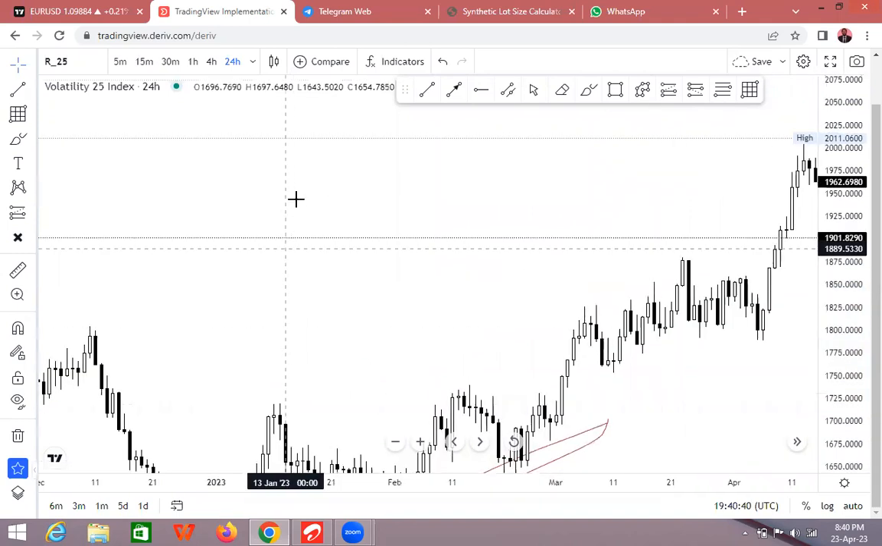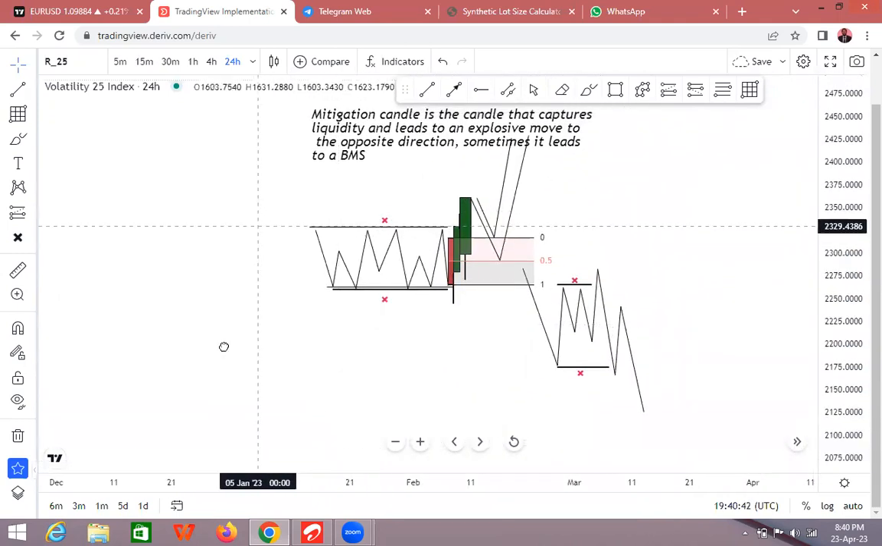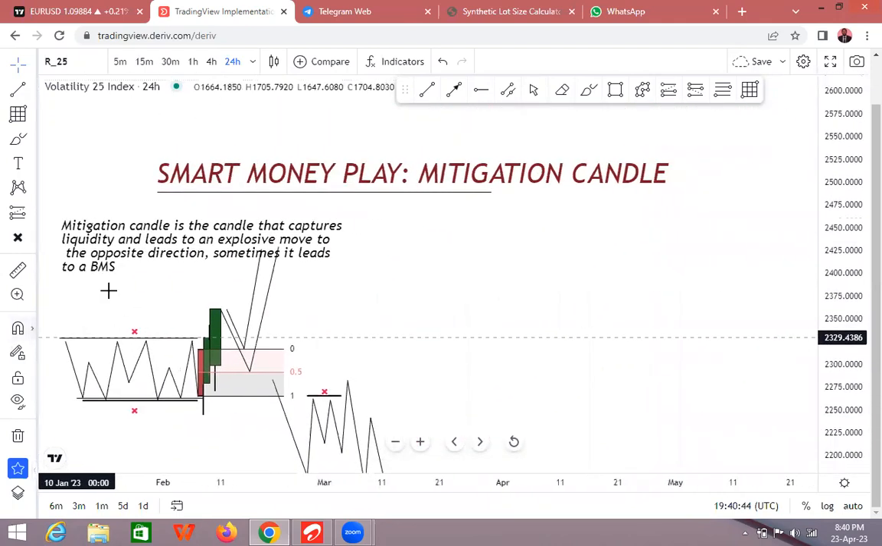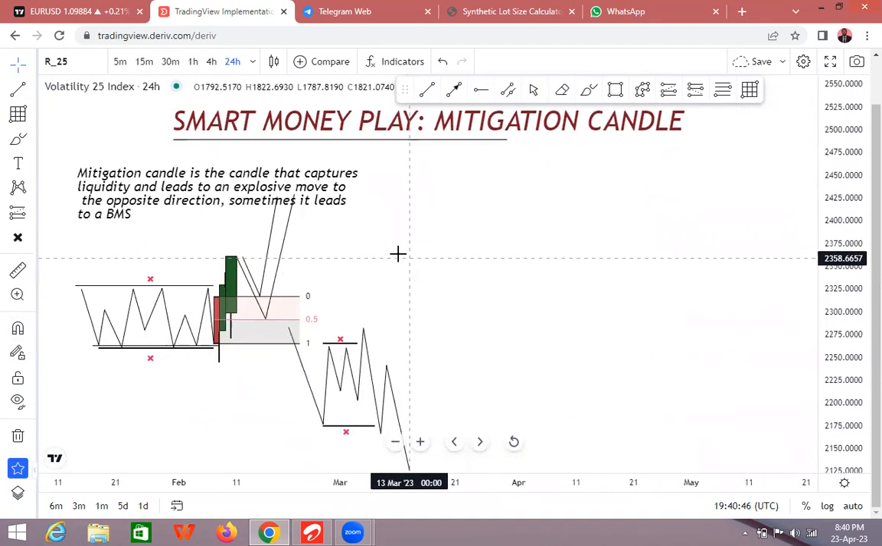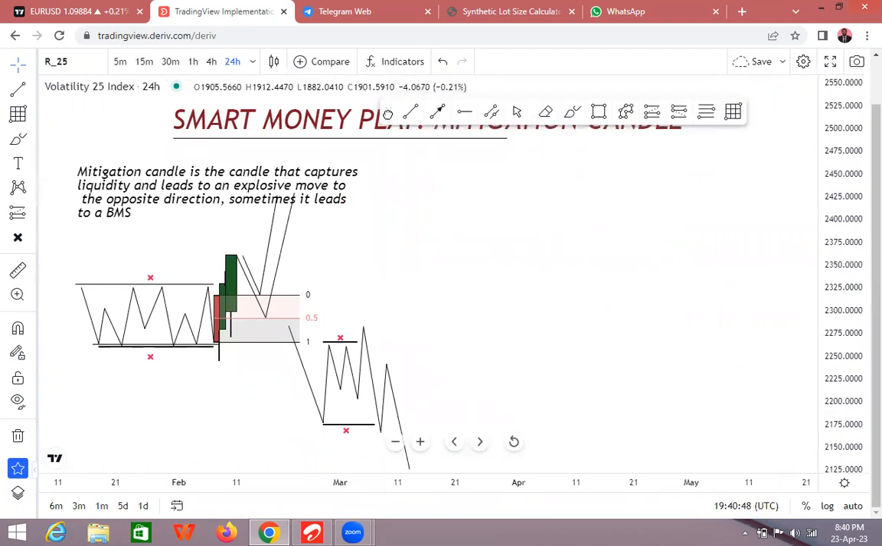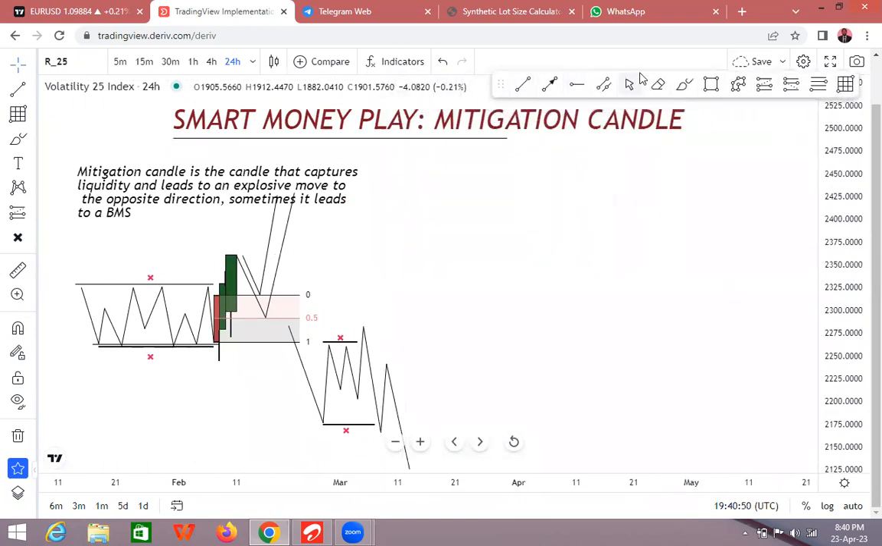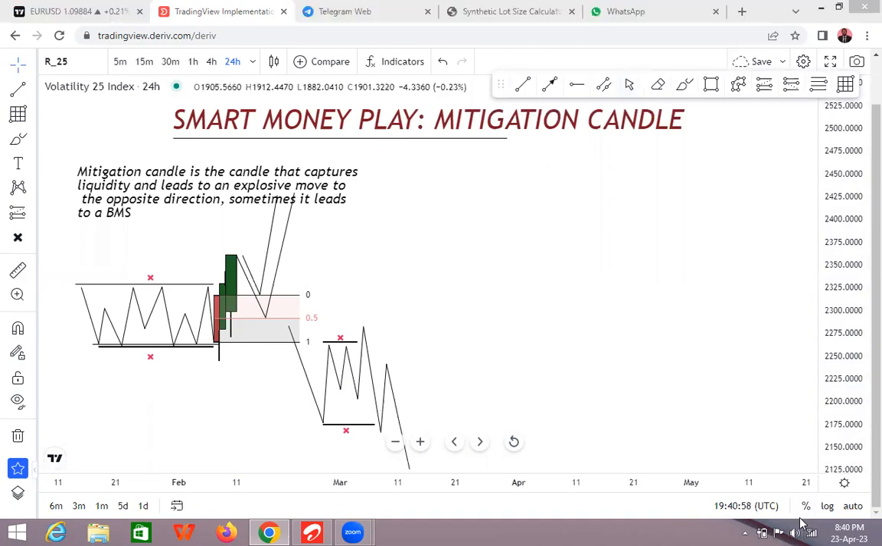So I was teaching on mitigation candle, and I said it's a smart money play. Why did I call it a smart money play? It is smart money that is just doing their thing. So you will not want to get hooked up within the liquidity. So what are you going to do? You have to wait for it to play. Yes, you have to wait for it to play.